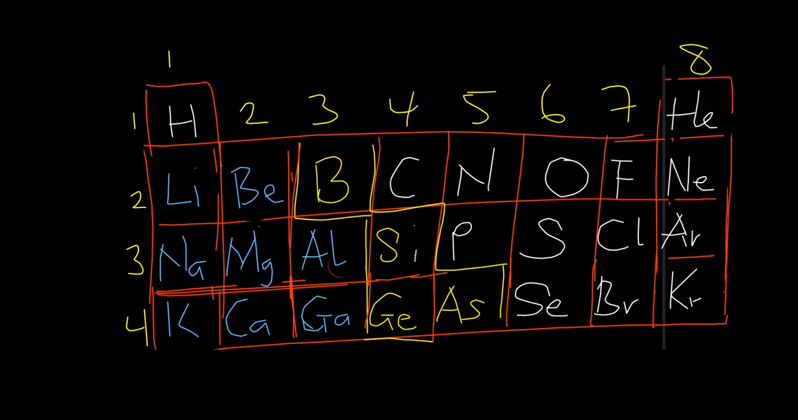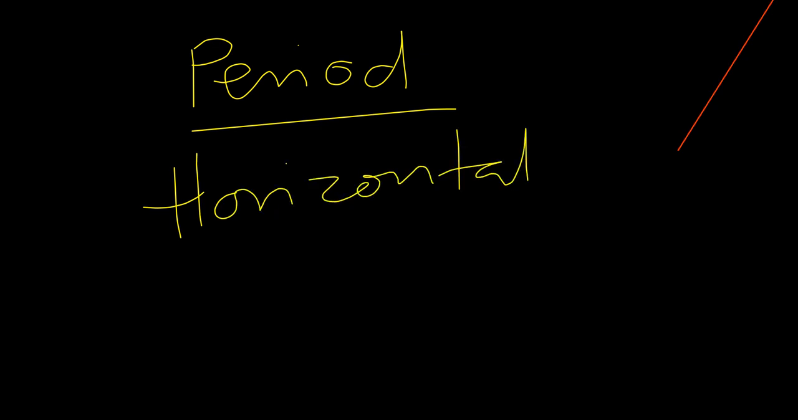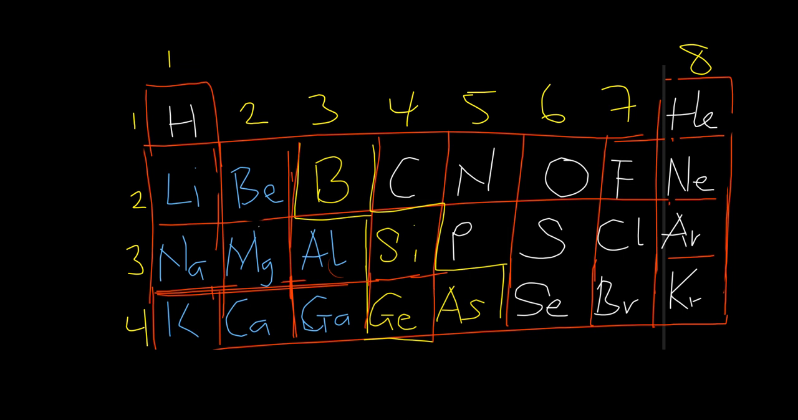These are the periods of the periodic table, and they refer to the horizontal arrangement of elements on the periodic table. So you need to remember what groups are and what periods are. In an episode after this one, we'll be looking at why elements are in a particular period, why some elements are in a particular group.